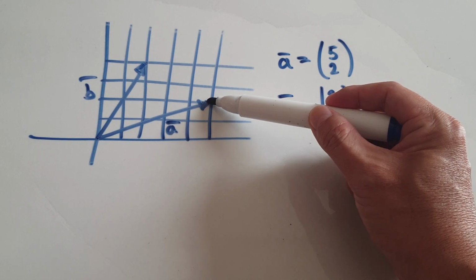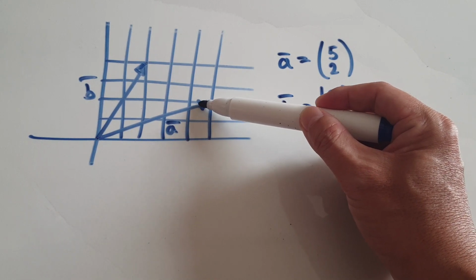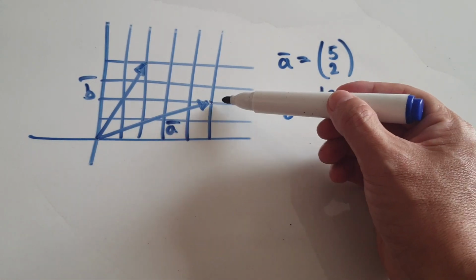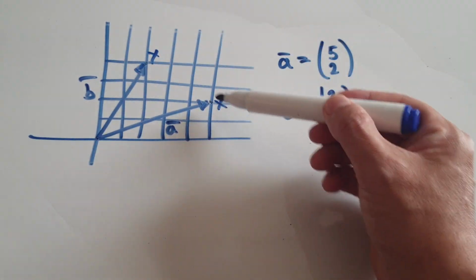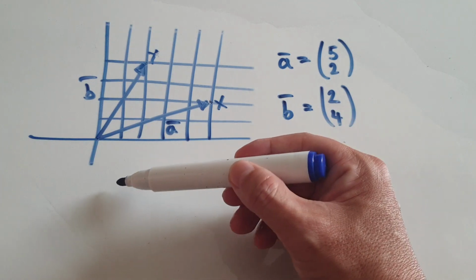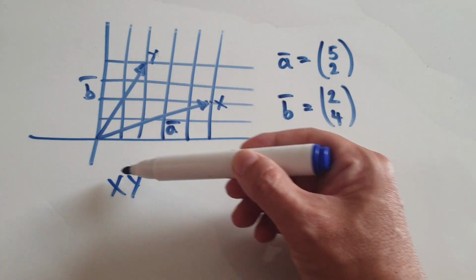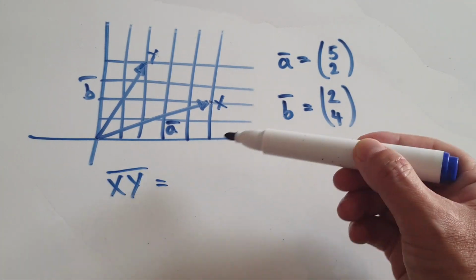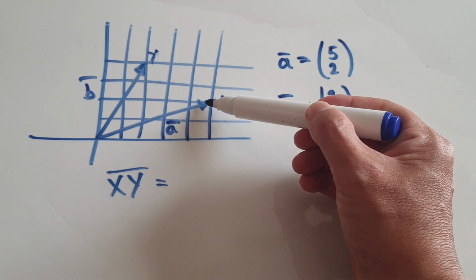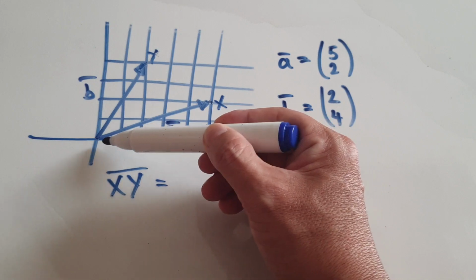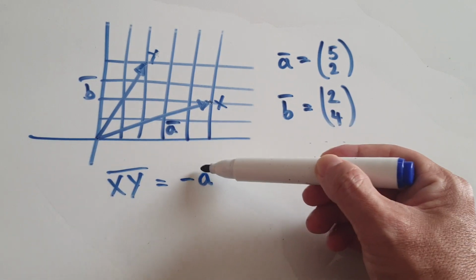Well, imagine you're standing here. So you have to go back A. So to travel from, let's say, X to Y, sometimes it's written like this. That would be you standing here. How would you get from here to here? Well, you would go back A. So you would go back vector A.